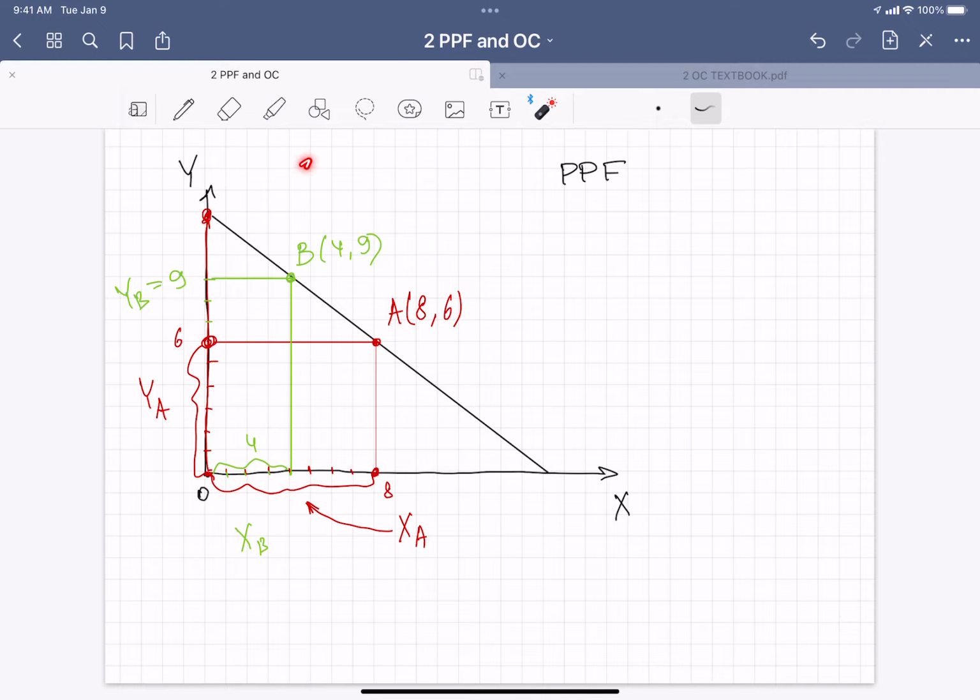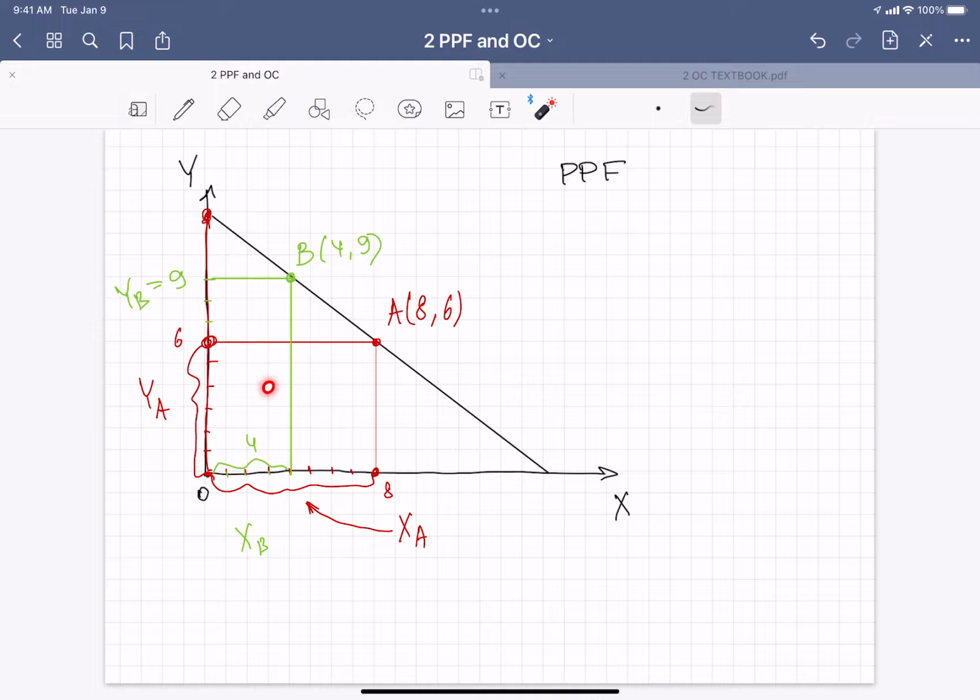So yeah, this is out of the question. All these points, let me do it this way, they're feasible, of course. Given this is your boundary, the production possibility frontier or production possibility boundary, you can make anything that lies below the curve. But those points will not be efficient. They will be inefficient.